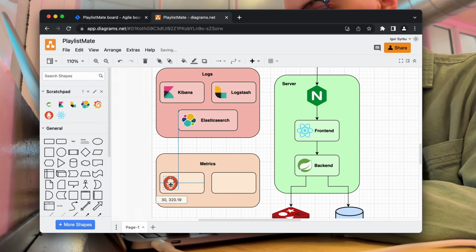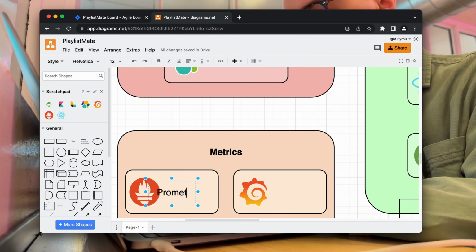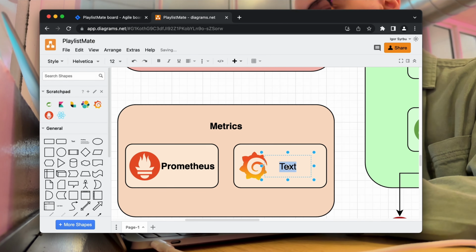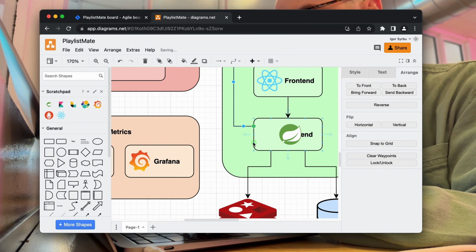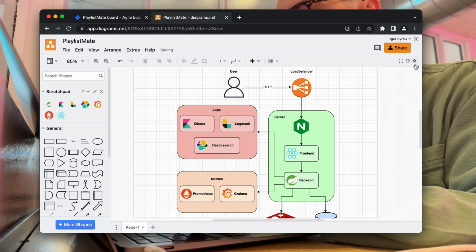So the vital elements of the system are diagrams. Their main goal is to visually represent the data flow or the relationships between different components in a system or process. For now, I will keep it pretty simple.